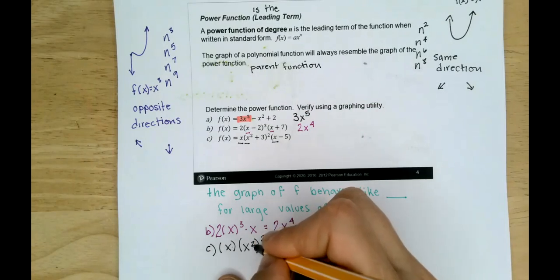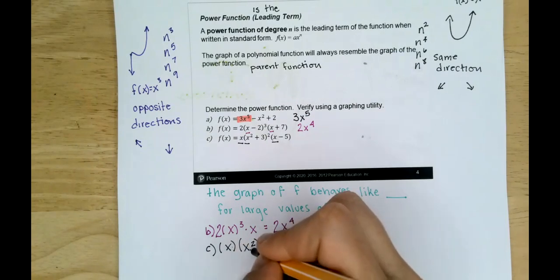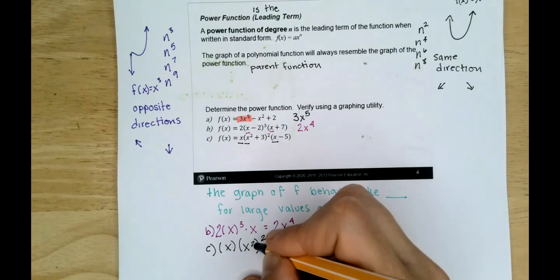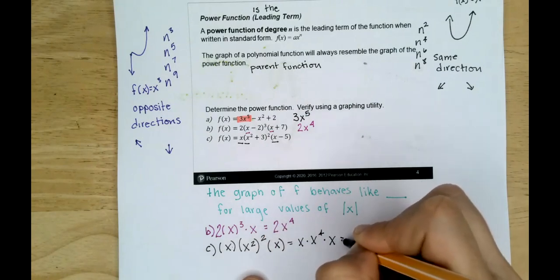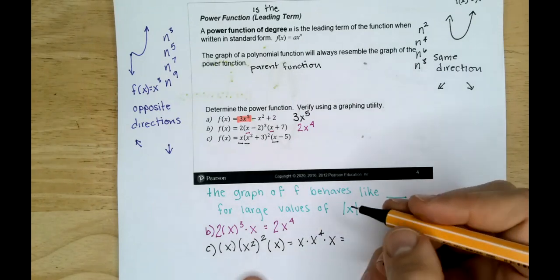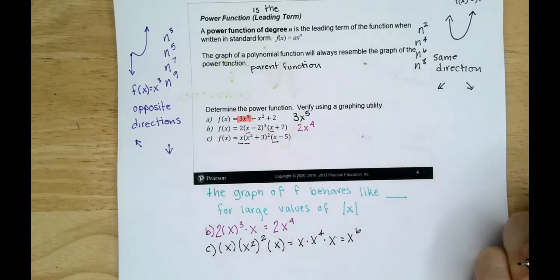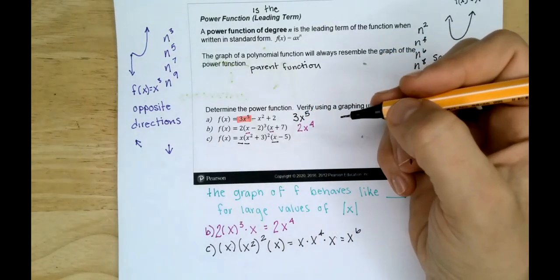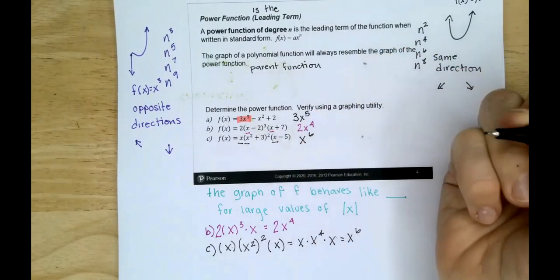x times (x squared) squared times x. When you take an exponent and raise it to another exponent, you multiply. So 2 times 2 is 4. So that's going to be x to the fourth times x becomes x to the fifth times x becomes x to the sixth. So for graphs, the graph of f behaves like x to the sixth for large values of the absolute value of x. x to the sixth. Good?